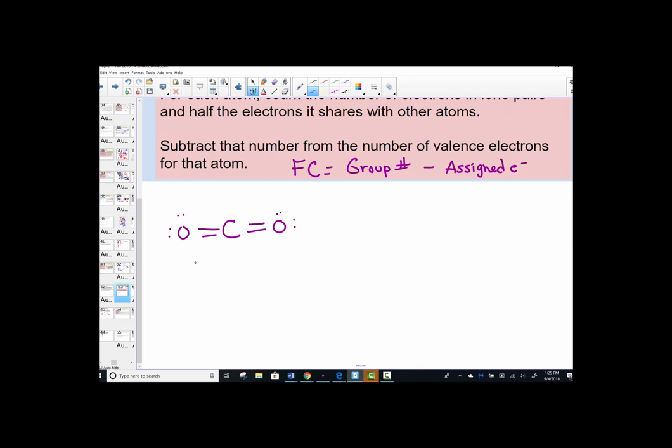So let's talk about the oxygen first. Its group number is 6. It lives in group 6A. It has 6 valence electrons that it will contribute to the shell. An assigned electron is lone electrons that are not bonded, and half of a bonded pair.